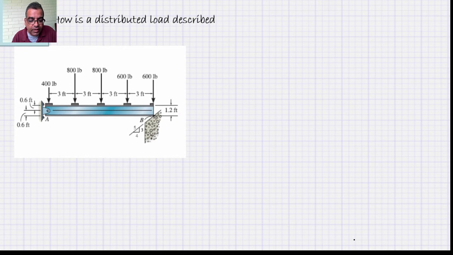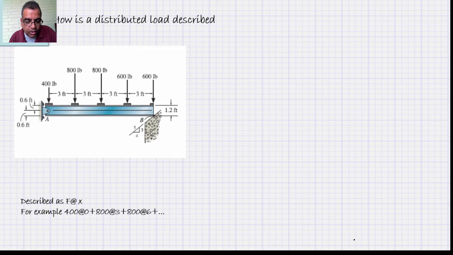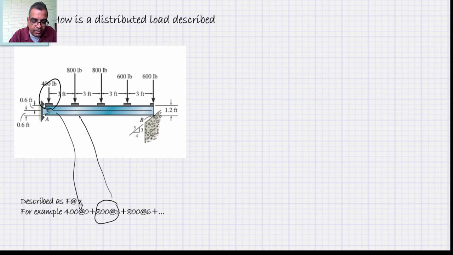If you have a concentrated load, you can represent it pretty simply, as a force at particular locations. In this particular case, you have a 400 pound force at 0, then an 800 pound force at 3 feet, and then an 800 pound force at 6 feet. So it tells you where the force is and how much it is.